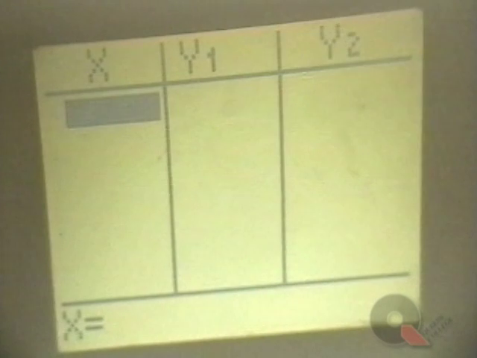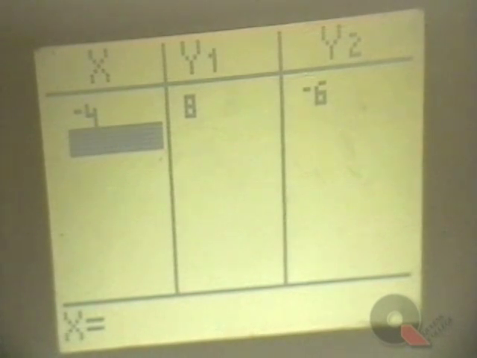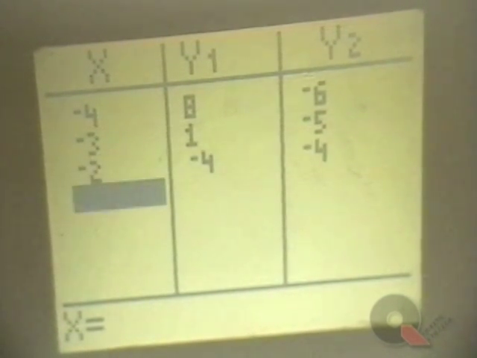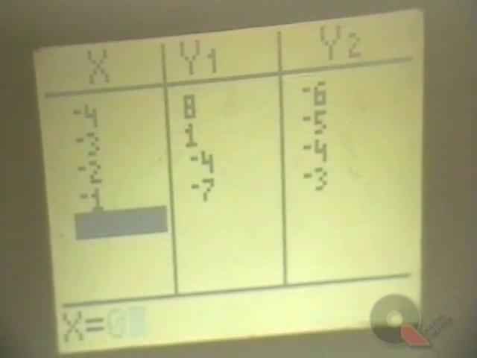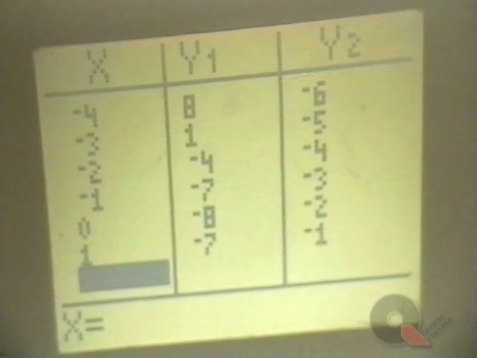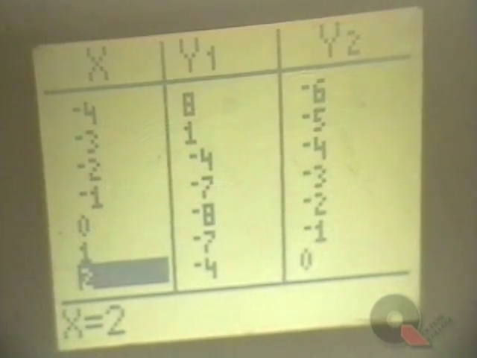So, for example, I can hit minus 4, minus 3, minus 2, minus 1, 0, 1, 2. If I want to then punch in 3, it would erase that.